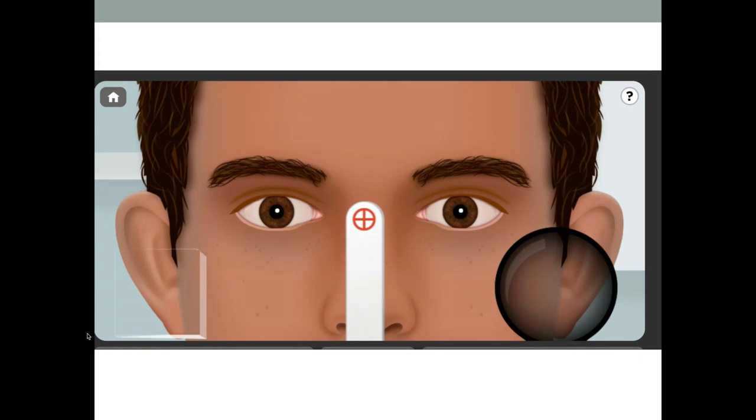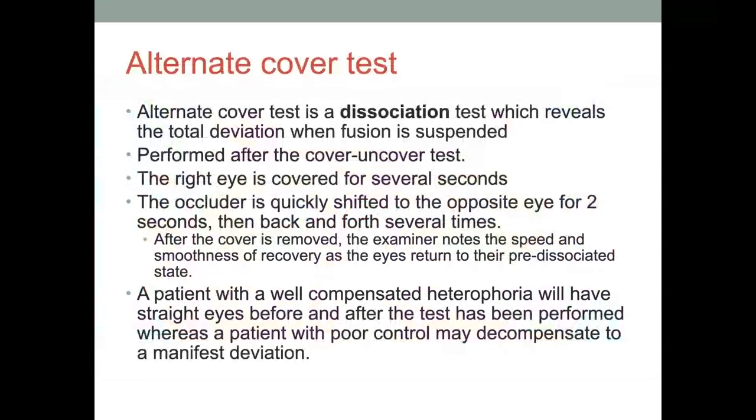Most people have a phoria that you'll notice whenever they are very tired, whenever they're ill or slightly intoxicated. I'm not saying you should get your classmates intoxicated to find out, but some people, even though they have a phoria, it is quite hard to find. So we can do what we call an alternate cover test, which is a dissociation test. And this will reveal the total deviation when fusion is suspended, which is what we were discussing just now.